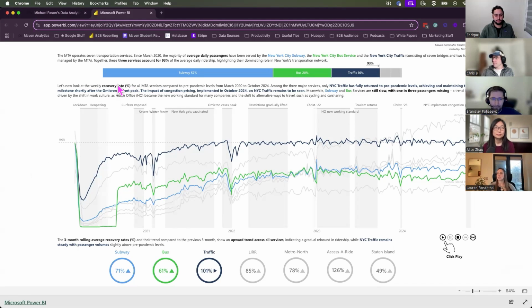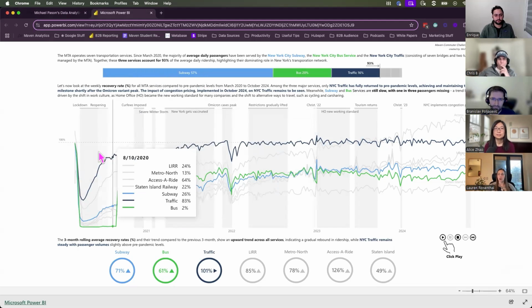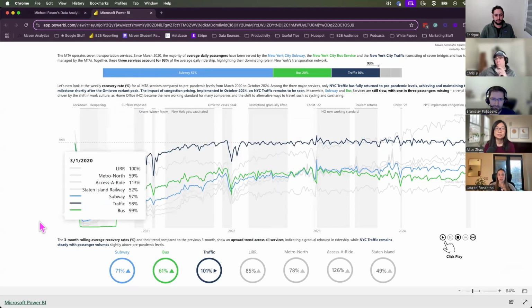So in this first section at the very top, he's using this 100% stacked bar chart to show that the subway, bus, and New York City traffic, which is being defined here as the 7 bridges and the 2 tunnels that are managed by MTA, make up 93% of average daily ridership. And I think it's really important to set that context up front because then from there on out, he only focuses on those 3 areas.